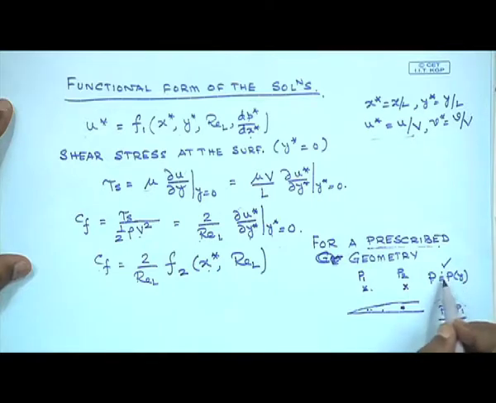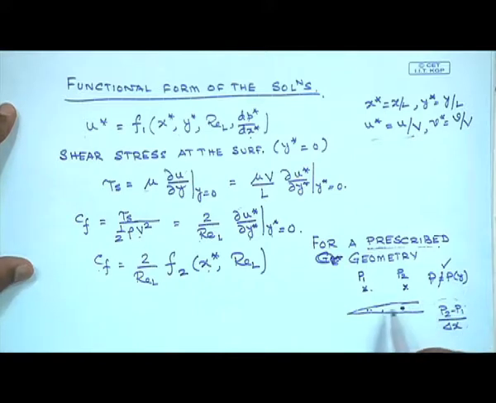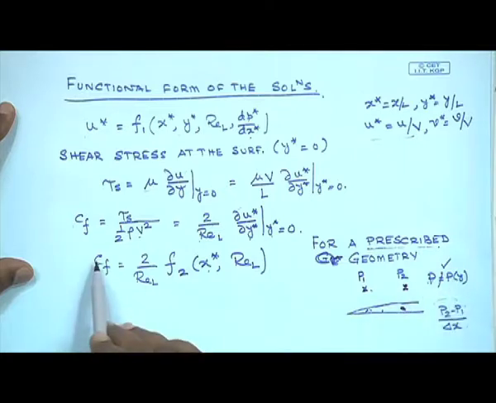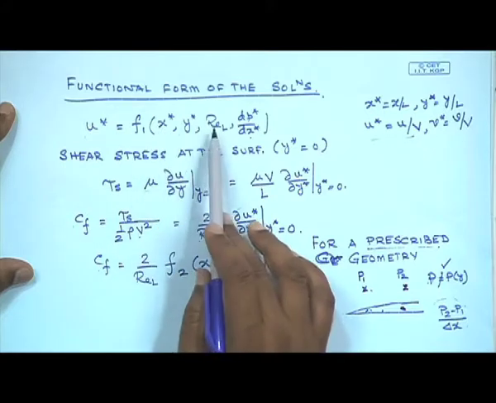and p is not a function of y. So, therefore, the pressure difference between these 2 points outside of the boundary layer, that can be evaluated through the use of inviscid flow theory, would be equal to the pressure difference between the 2 points inside the boundary layer, since p is not a function of y. So, Cf for a prescribed geometry is going to be a function of x star and Reynolds number.